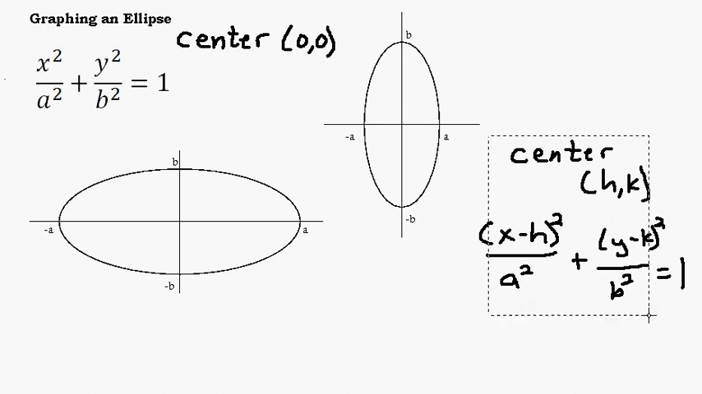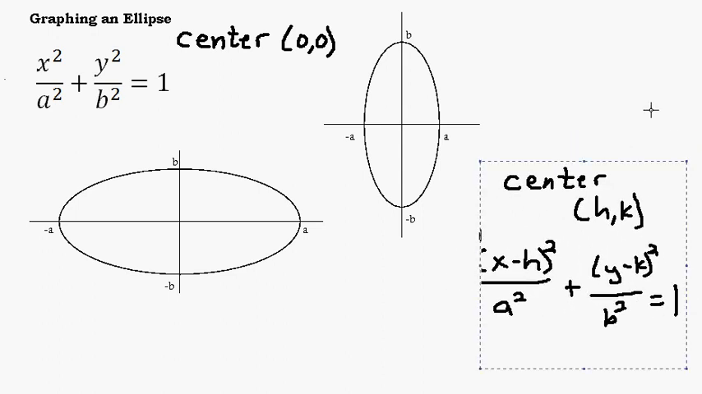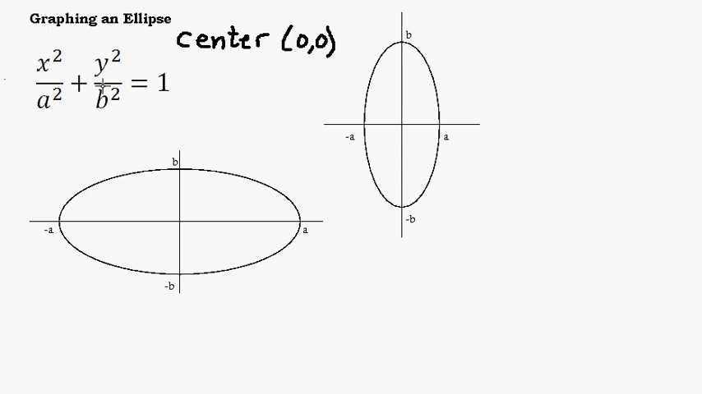All right, so let's look at the formula again. Okay, we have x squared over a squared plus y squared over b squared equals 1. Now the x and y are going to represent your points on the ellipse, and the a and b are shown here in these pictures.